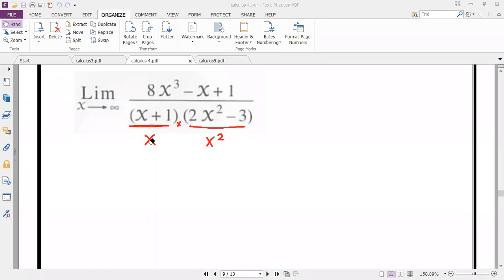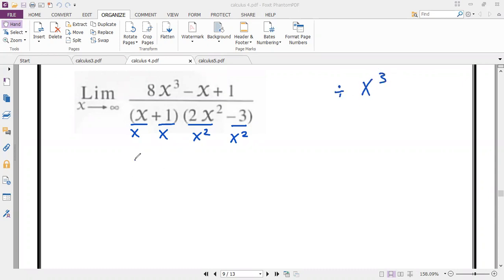You know, this x here belongs to this x and belongs to this 1. So we can write this x here as x over x plus 1 over x, because it's adding. And here x to the power of 2 belongs to this numerator and this numerator. So we can write it as x to the power of 2 here minus 3 over x to the power of 2 here. So what I did, I divided the top and the bottom by x to the power of 3.